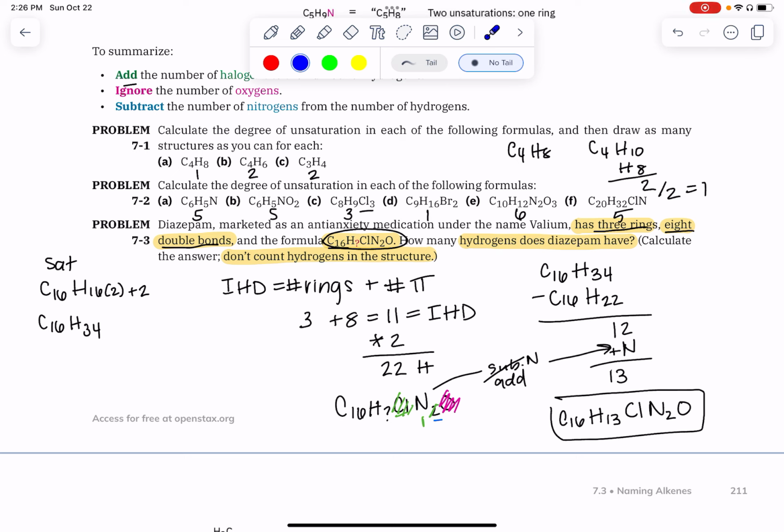It's a little bit confusing, but I think if you work it a couple of times and just understand what's happening, you'll be able to see it better.